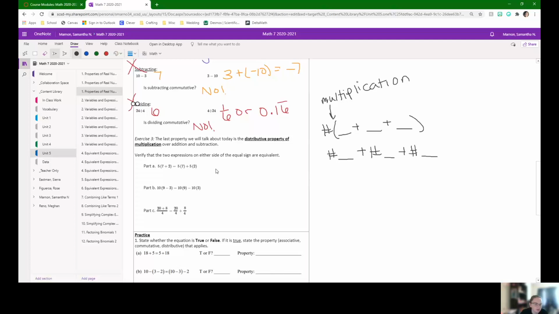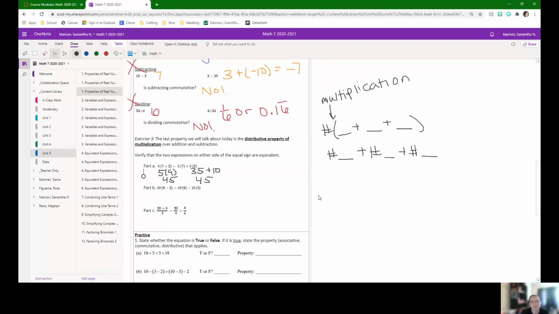Okay, so 7 plus 2 is 9. So this side is 5 times 9. And 5 times 9 is 45. On this side, 5 times 7, I got 35. 5 times 2 is 10. So if we do 35 plus 10, we still get 45. So we have, yes, distributive property works here.